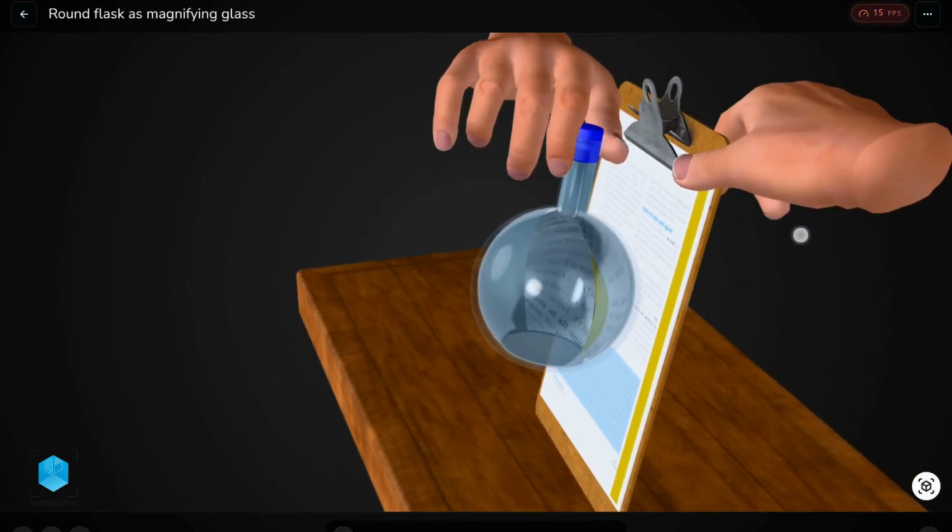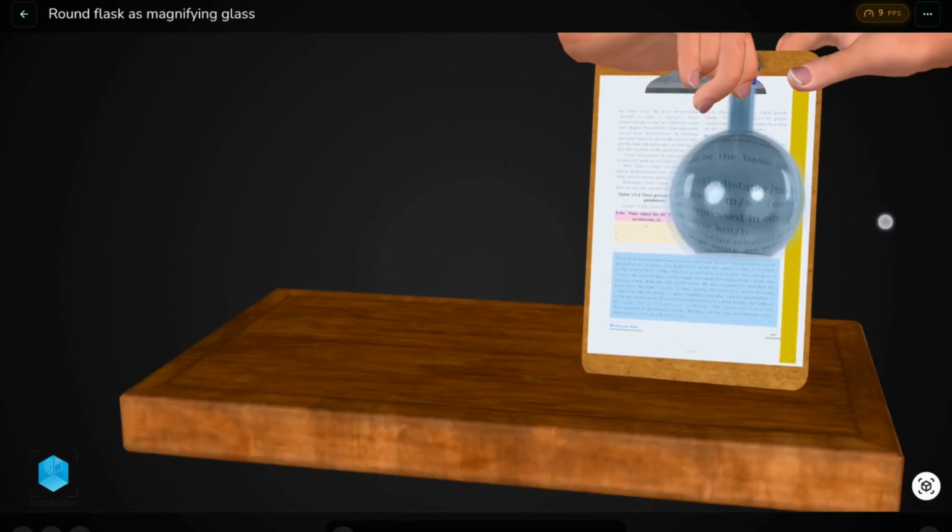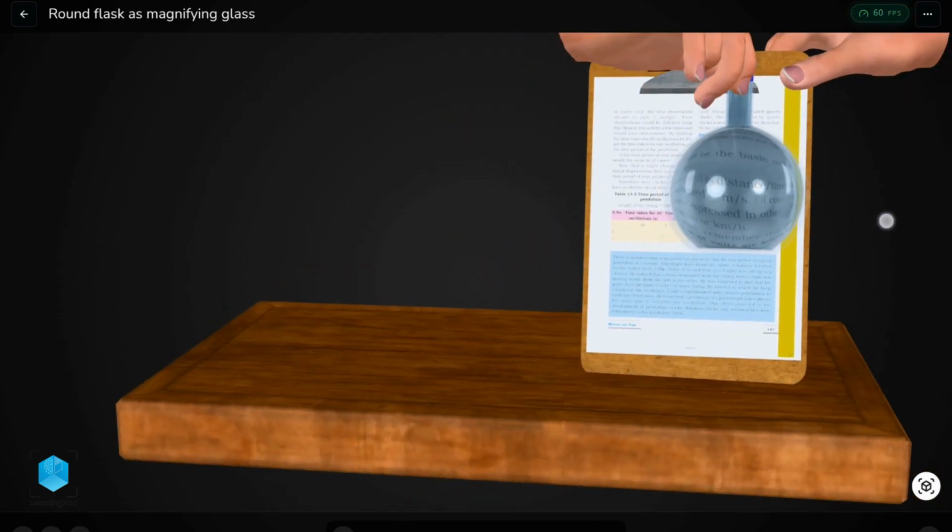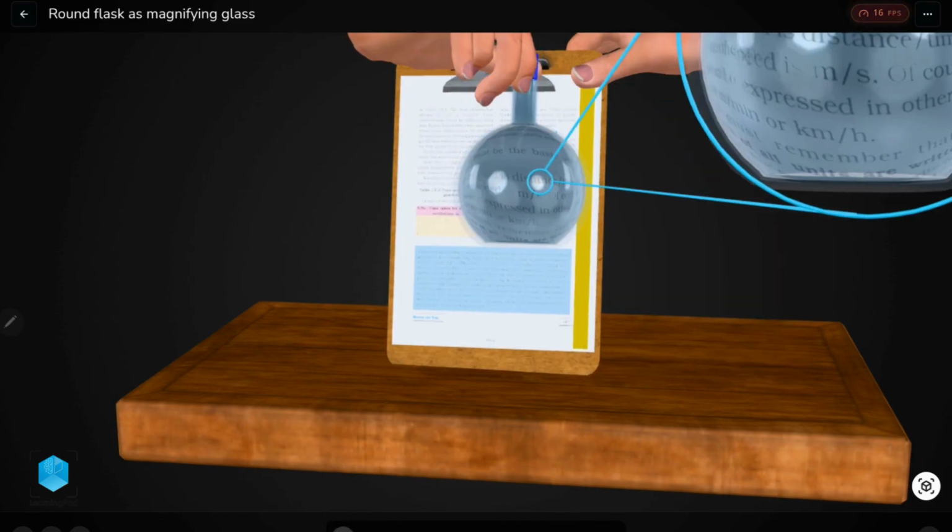Now if you place this flask over the book, the letters appear quite enlarged, or you can say they appear magnified. So here you can see this round bottom flask, which has a curved surface, is helping us to magnify the objects.